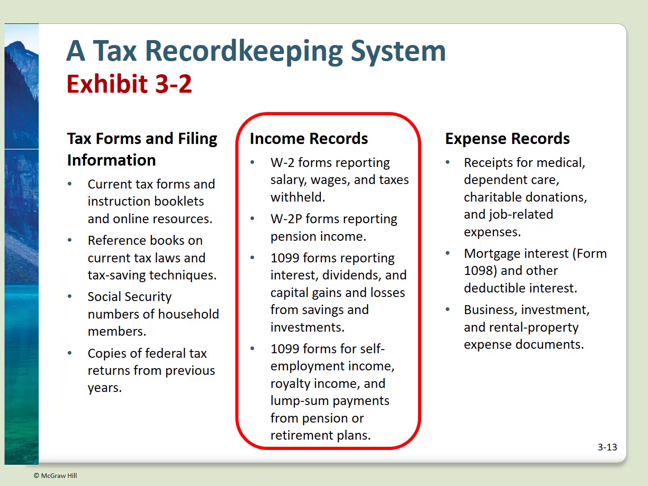The second category is income records. Here's the basic rule. Income is not negotiable with the IRS. If you got it, you need to report it or be absolutely sure that you don't need to. You may receive a W-2 form from your primary employers, a W-2P for any pension distributions, 1099 forms for interest, dividends, capital gains from investments, 1099 forms for any self-employment income, and lump sum payments from a retirement account.